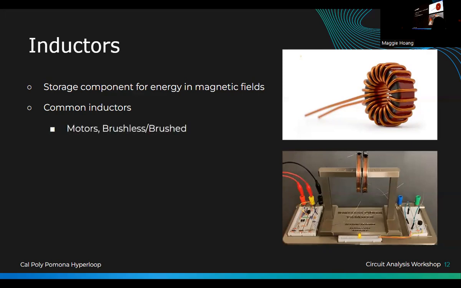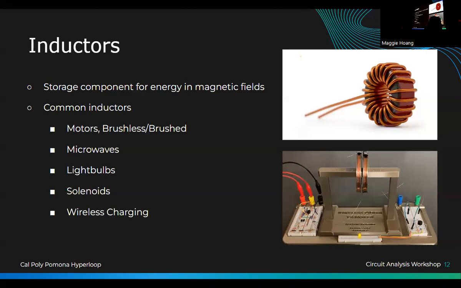Some common inductors are in motors, brushless motors. If you look up the inside of a motor, you can see a lot of coils. That's the inductor. Microwave, I believe a lot of people hear that, but a microwave is a really large inductor. Light bulbs are inductors, solenoids, wireless charging, like I said earlier.